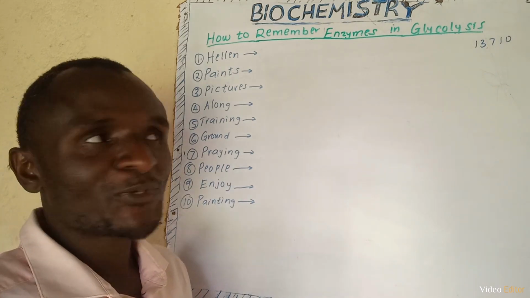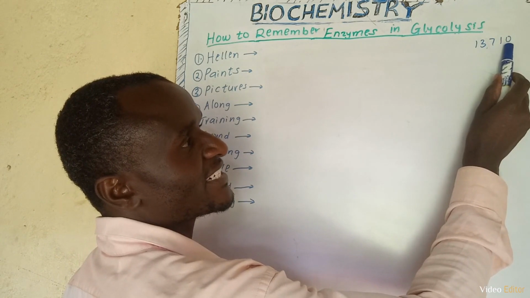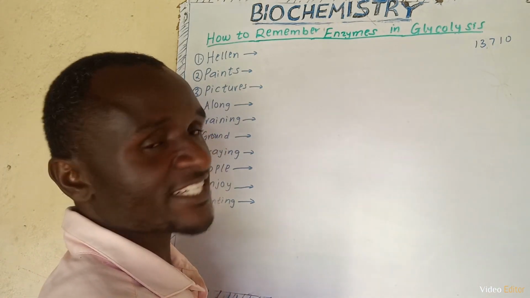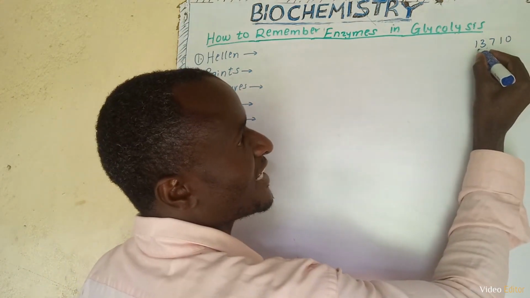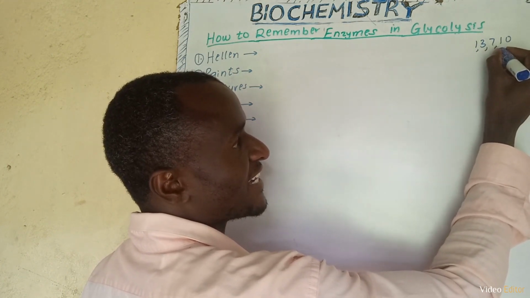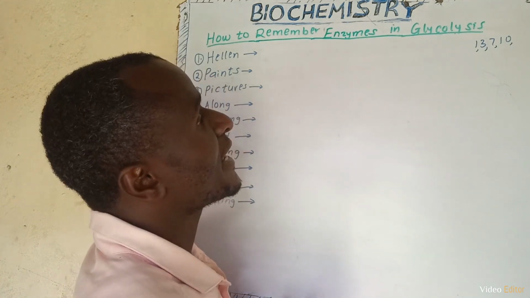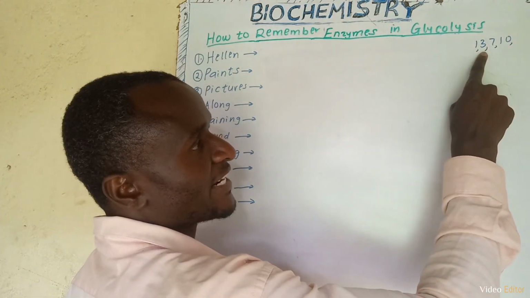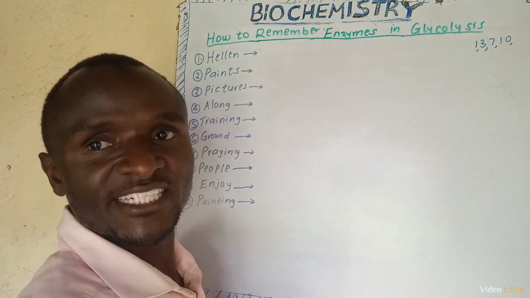Another thing that I told you is you are supposed to remember this number, 1, 3, 7, 10. These steps are facilitated by kinases. So step 1 is facilitated by a kinase, step 3 a kinase, step 7 a kinase, and step 10 also a kinase enzyme. Another thing that you need to remember is step 1 and step 3 are energy consuming stages. Step 7 and 10 are energy yielding stages.